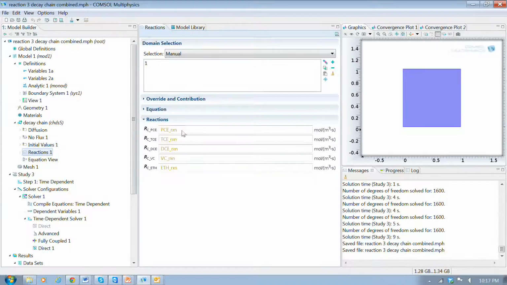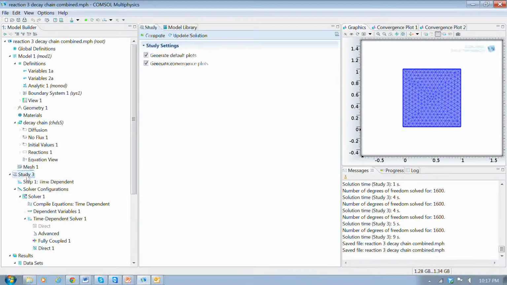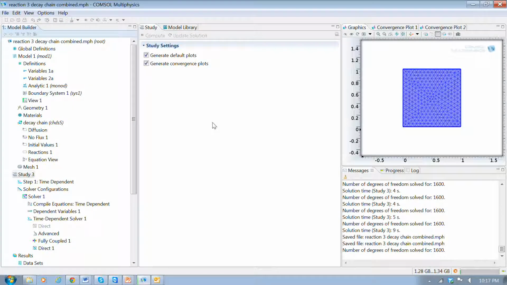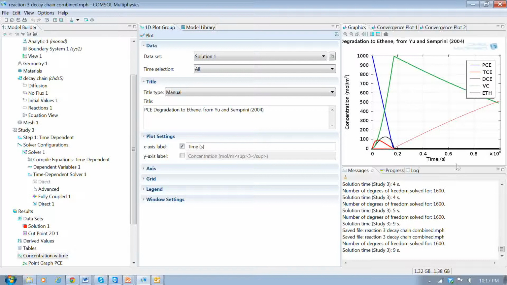And for the reactions, I've already written the reactions out up here in the variables, so I just type the names of the reactions that I've given it. And it's a default mesh. And so we're ready to go. This one runs fairly quickly, and we should have some results here. So here are the results.